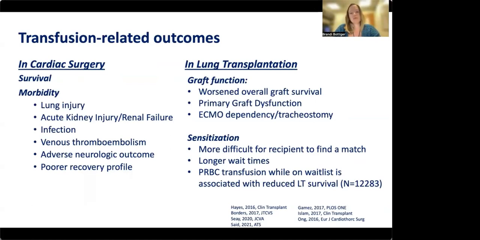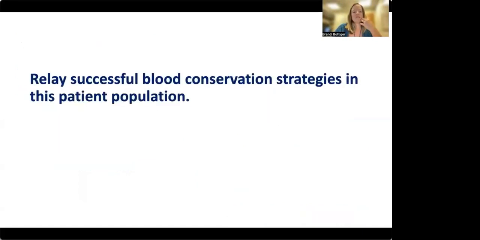In lung transplantation, which is really special, graft dysfunction is a primary quality indicator that's adversely affected by transfusion. Overall, there is reduced graft survival and an increased association with ECMO dependency and tracheostomy. It also, especially in the preoperative arena, implies sensitization. So it's more difficult for a recipient on the wait list who's being transfused to potentially find a match, and it can result in wait list mortality. There was a pretty nice study that came out of some of the UNOS and SRTR data around that.